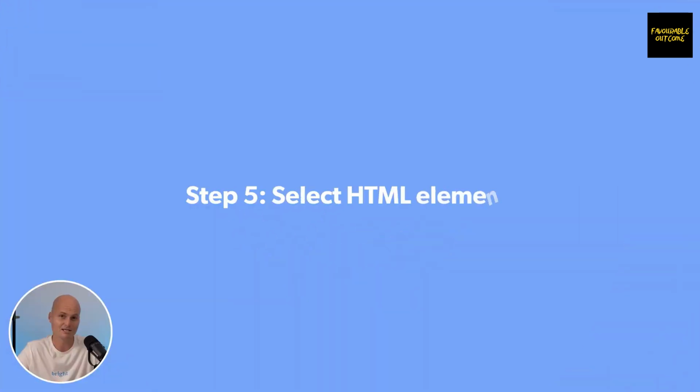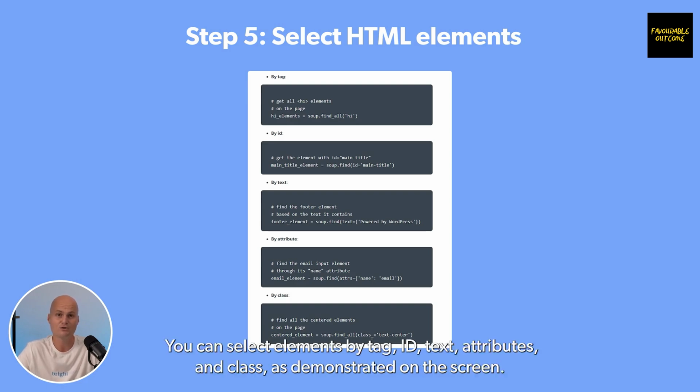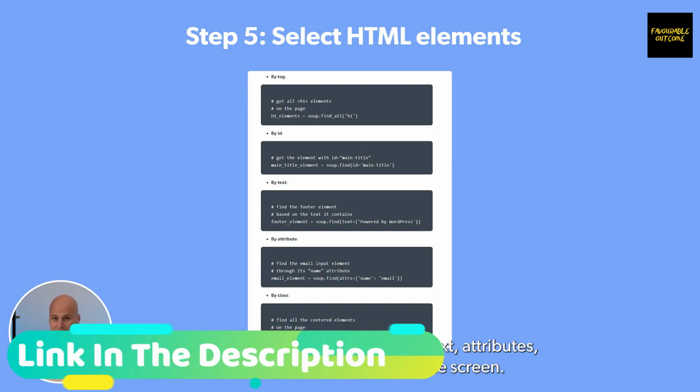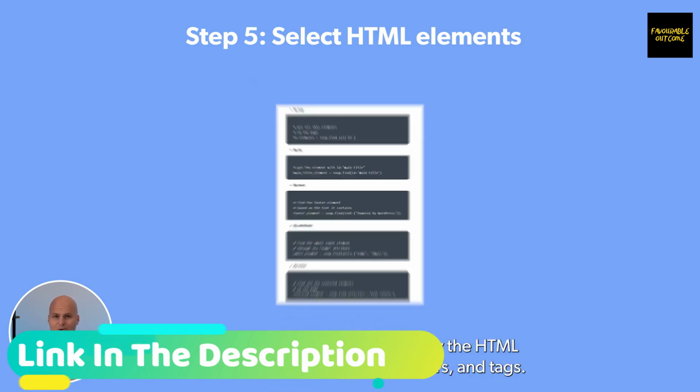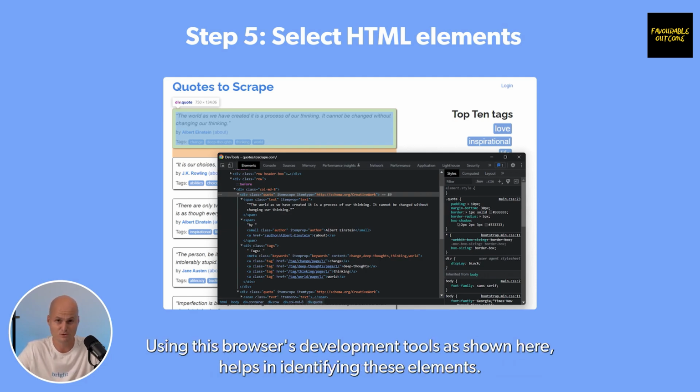Step 5, select HTML elements. BeautifulSoup provides various methods like find and find_all for selecting elements. You can select elements by tag, ID, text, attributes, and class as demonstrated on the screen. For our project, we need to identify the HTML elements containing quotes, authors, and tags. Using the browser's development tools as shown here helps in identifying these elements.